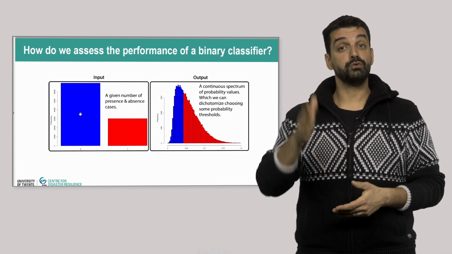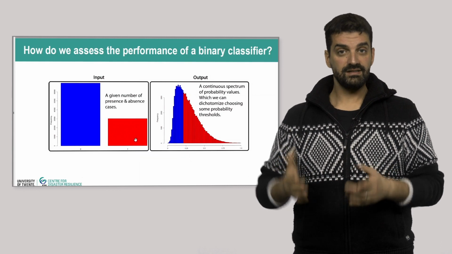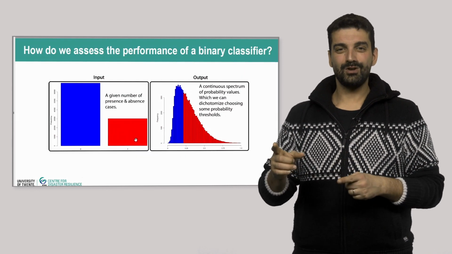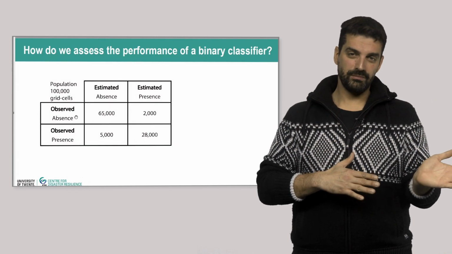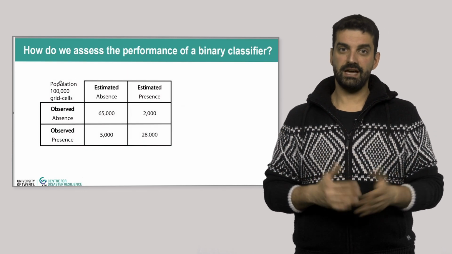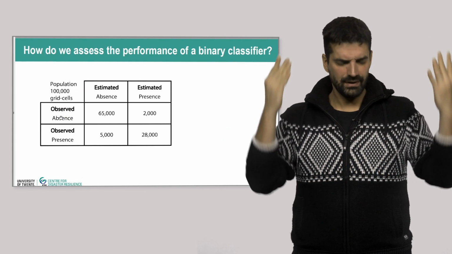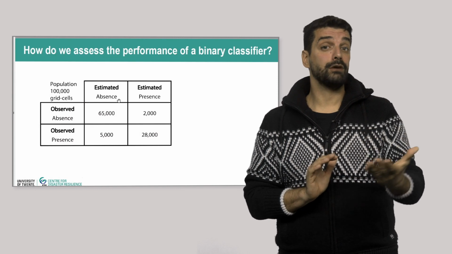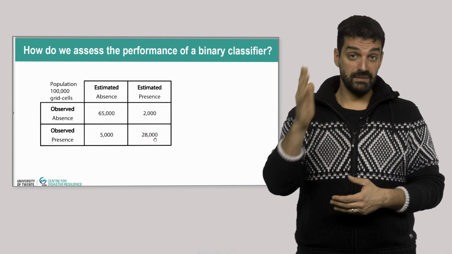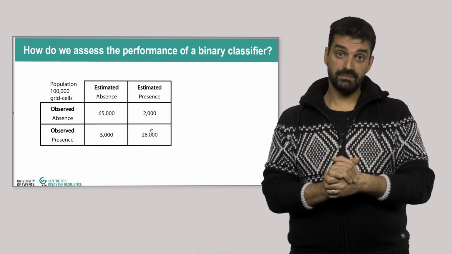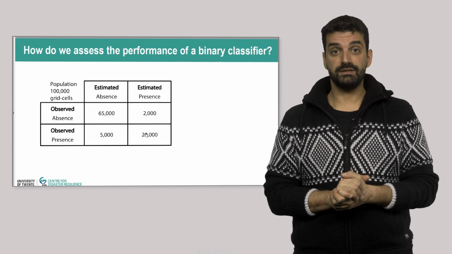So what you can do is cut the probability spectrum into parts and see if what was, let's say, absence will be confirmed as absence, and what's presence is presence again. And this is done here with a confusion matrix. So we will take a theoretical example, for 100,000 grid cells or slope units, and we will see that the absences that have been estimated can be confirmed as absence in the observation, and the same thing is now done for presences.